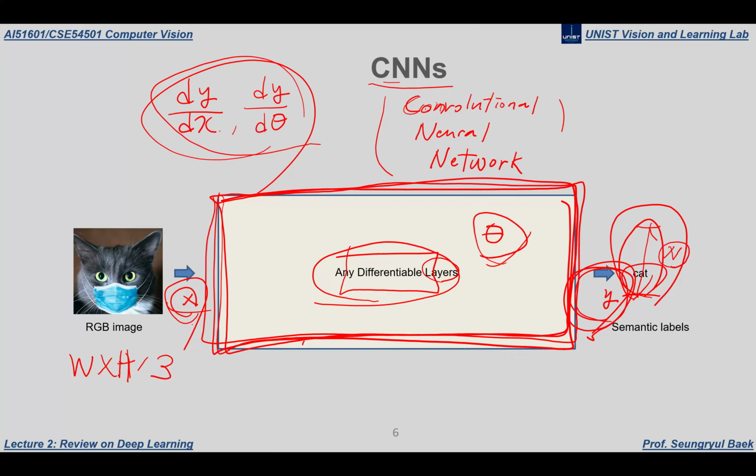I mean, X and Y, the images and their corresponding labels, are constant. They are fixed. They are given as the data, right? We cannot change X and Y, but we can change our network's parameters, okay? For example, in CNN, the parameters are the coefficients, okay? I will re-explain this later.